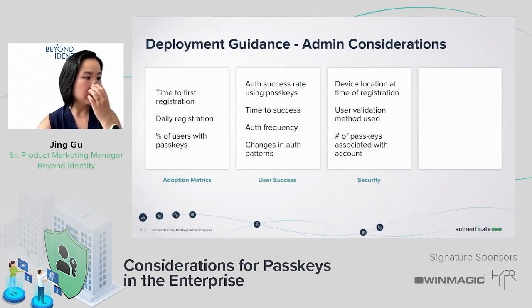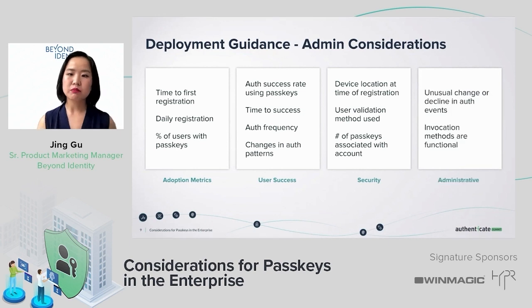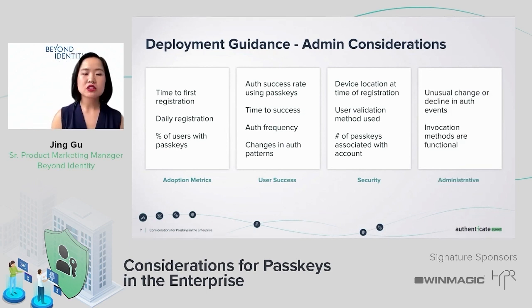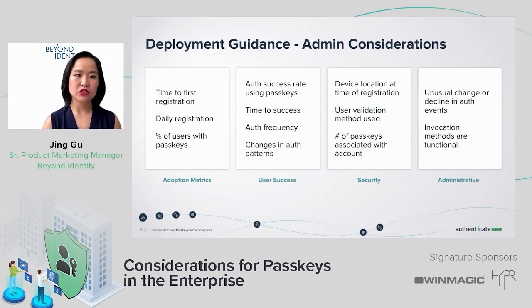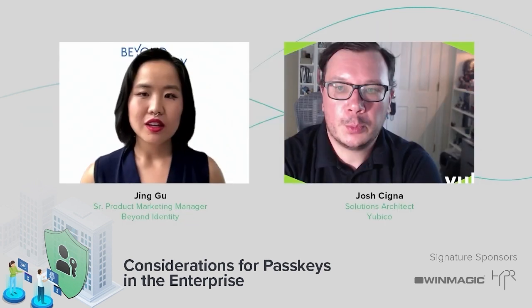So lastly, we have administrative metrics. These include unusual changes or a decline in authentication events that should signal that something is going wrong and cause for investigation. And then, of course, you should keep an eye that your revocation methods are still functional even after your system upgrades. All right.